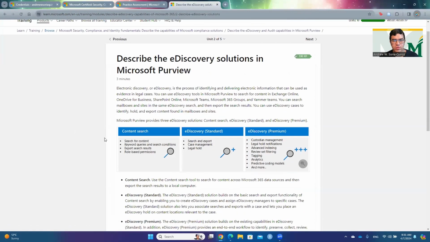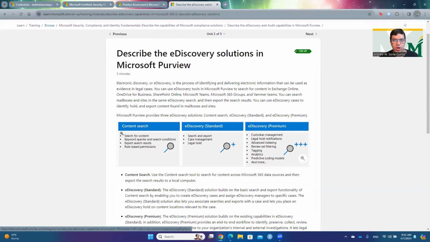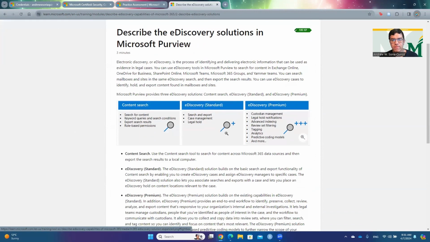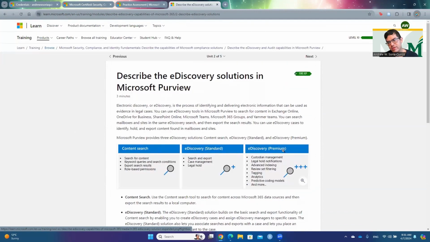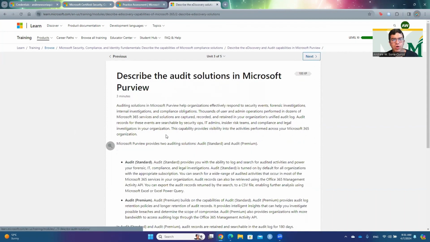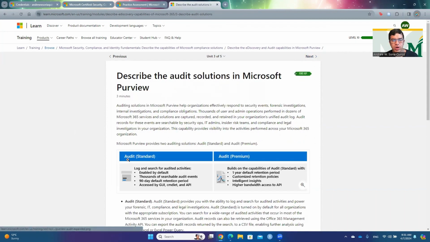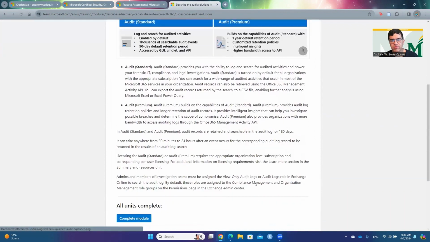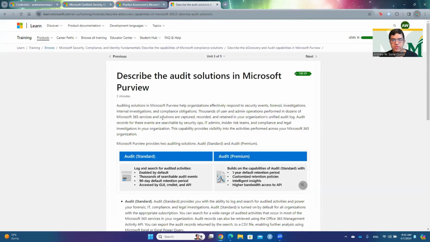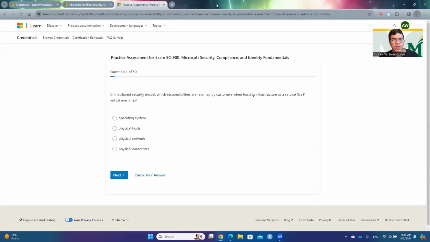First, you start with the e-discovery solution. You should know how they are separated from each other and what you add when you pay more, basically, for them. On the audit side, you will go into audit standard and audit premium. So again, really quickly, really small unit. And that's pretty much it.